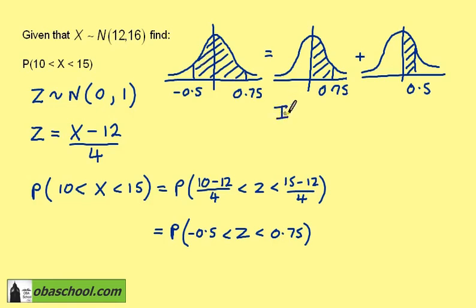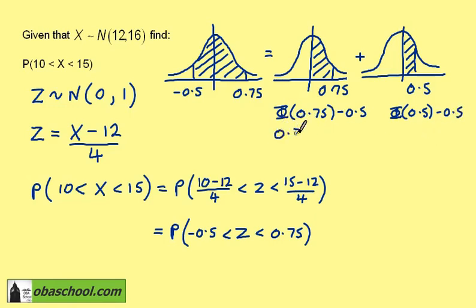If we consider this area, it will be phi of 0.75. Remember, this is the area from 0.75 all the way back to minus infinity. Take away 0.5, since we know that the area to the left of the mean is 0.5. This one would be the phi of 0.5, take away 0.5.